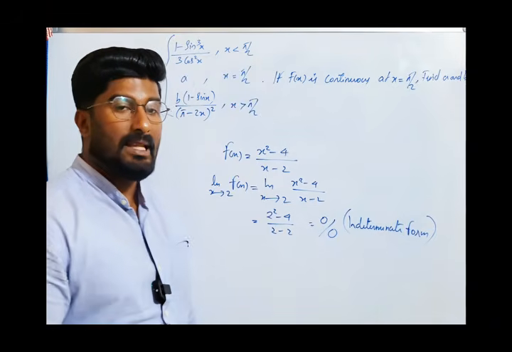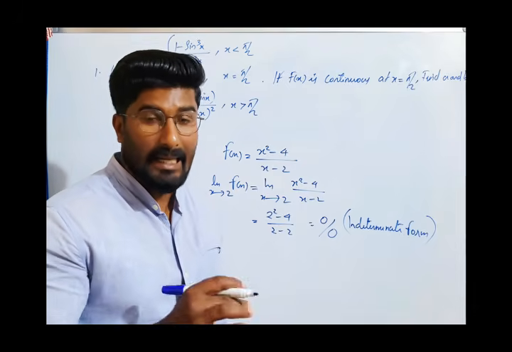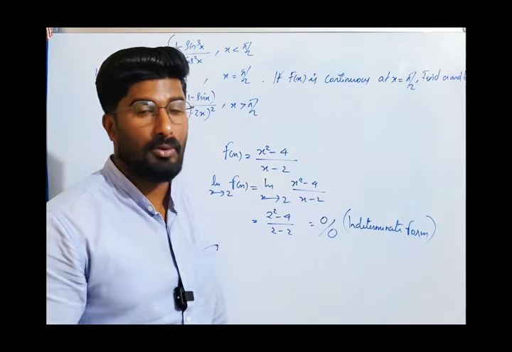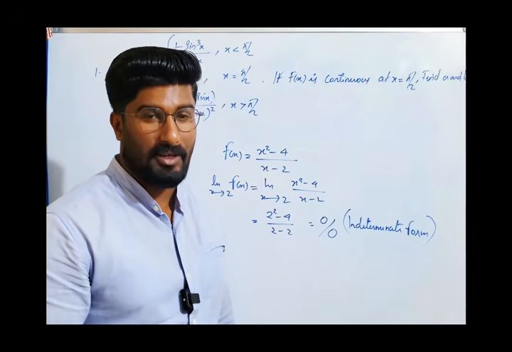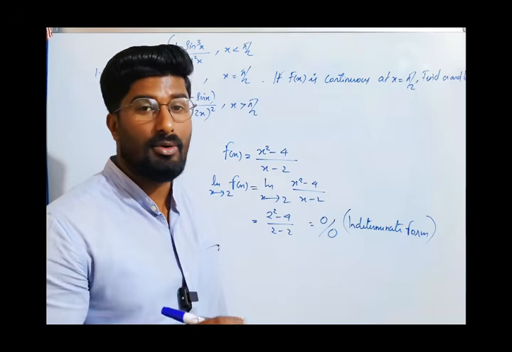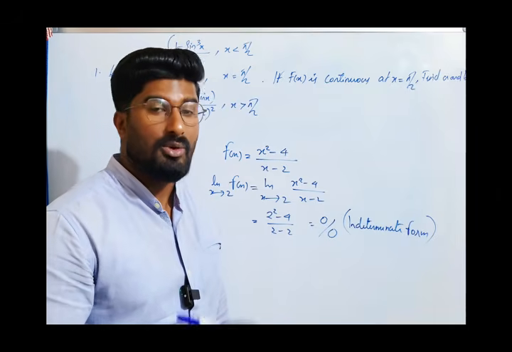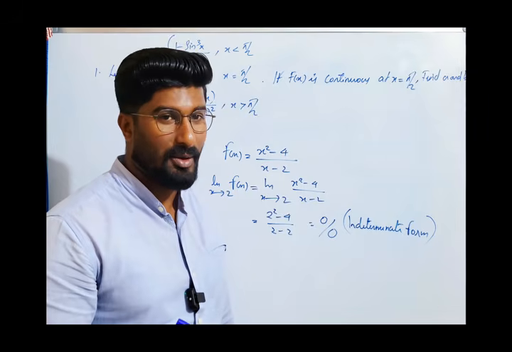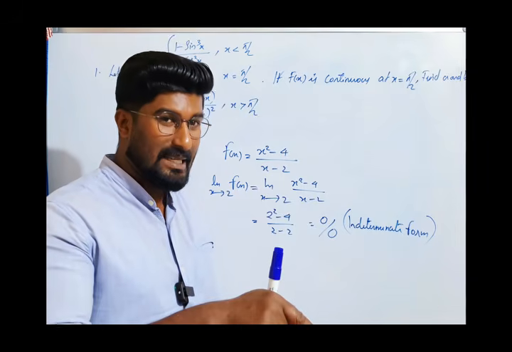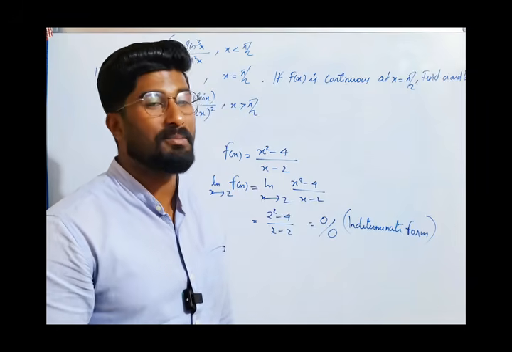Once, after applying the limit, if it is in indeterminate form, what should we do? We have to rewrite the given function. Anywhere you get 0 by 0 or an indeterminate form, you have to rewrite the given function. So how can we rewrite it? You will get that clearly from the next three properties.